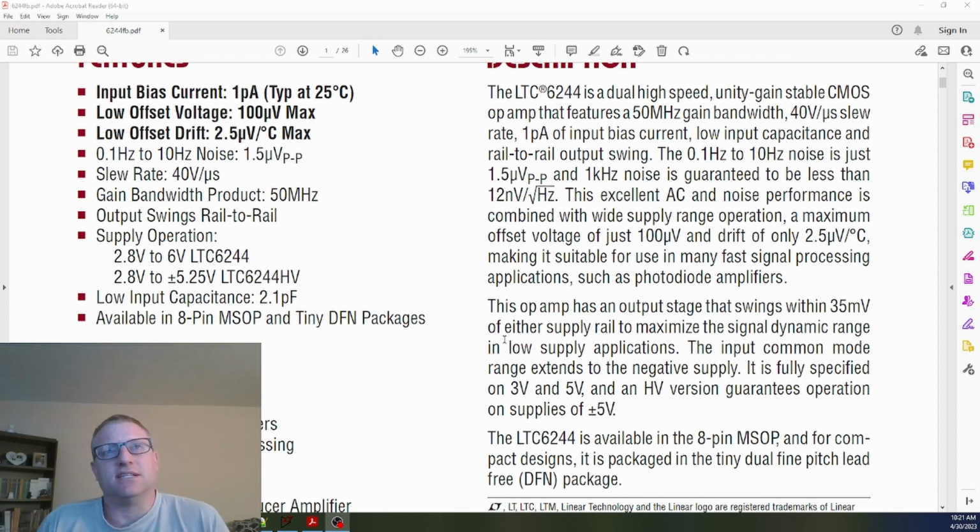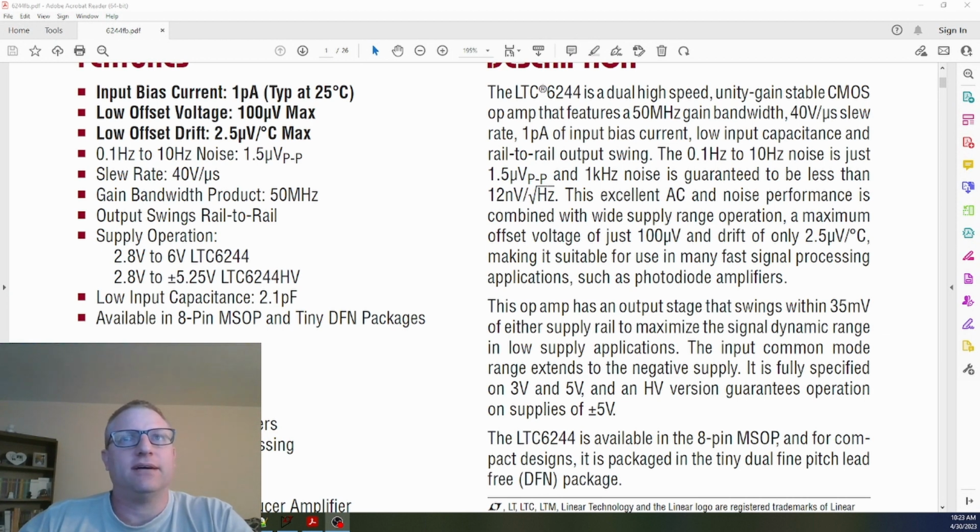The other thing that it lists here is the output swings. So this is the V out. Some op amps have rail-to-rail, some have a limited output. So this particular op amp has an ability to go rail-to-rail. What that means is the output can go anywhere from V plus all the way to V minus and anything in between. You can also see it lists its low input capacitance at 2.1 picofarad. This is specifically listed here on the data sheet because, like I said, this is for a transimpedance amplifier.